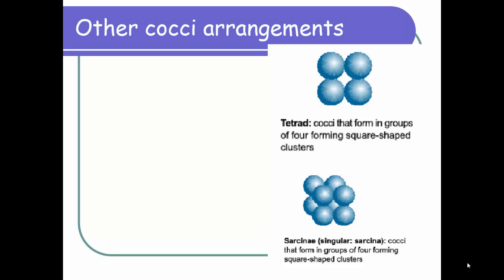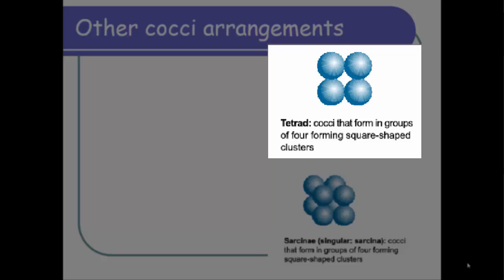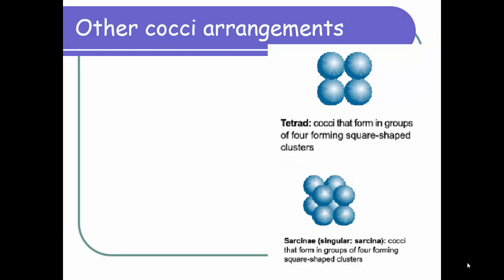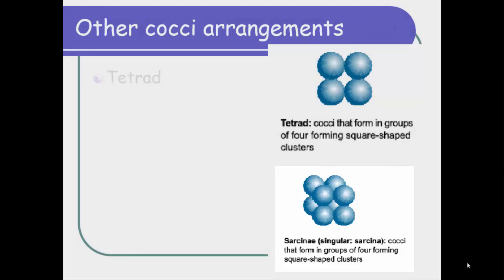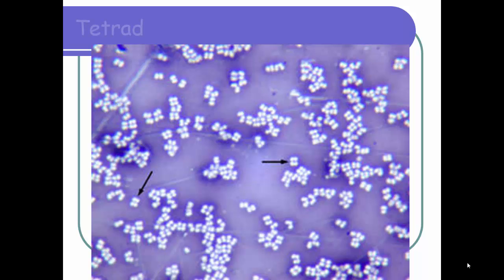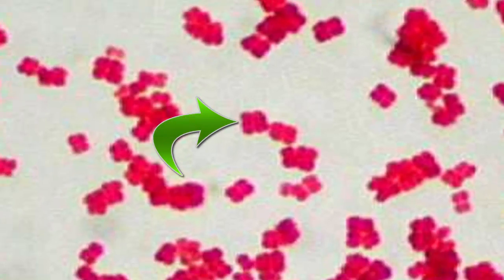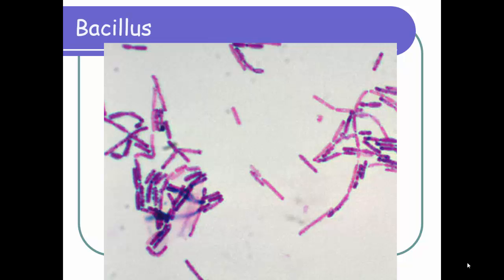Other cocci arrangements: we can have the tetrad, where the cocci form in groups of 4, forming a square-shaped cluster, or sarcinae, which is cocci that form in groups of 4 on top of a group of 4, forming basically a cube. Here's a good example of tetrads. Here's the sarcinae. You can tell from some of these arrangements that you can actually see the 8 bacteria that form this cube-like structure.